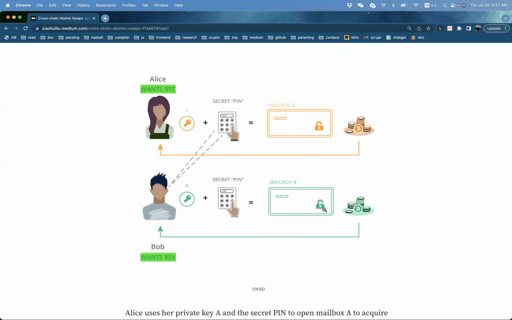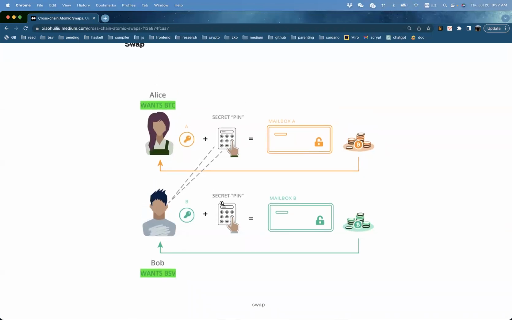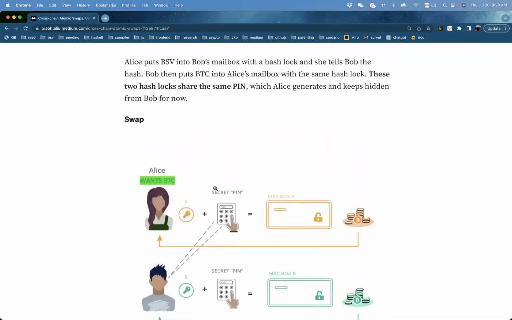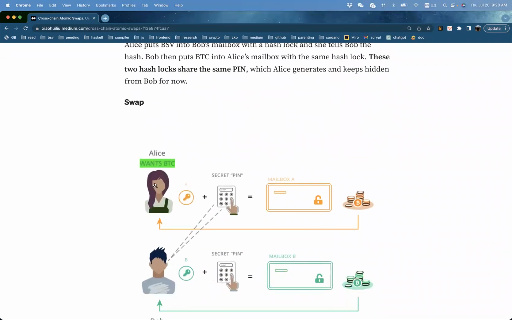Yes, I think so. Okay, great. This is the key. The most important thing is they must use the same PIN. Okay, so is there an issue here? What if Alice put the coins here and Bob also deposited the coin, but then Alice just went away? Is this a problem?